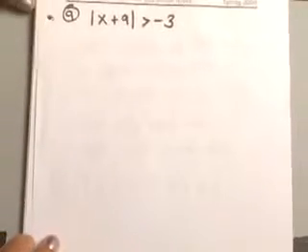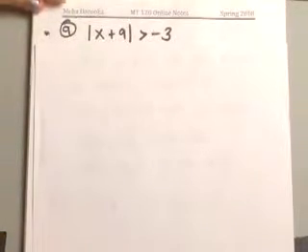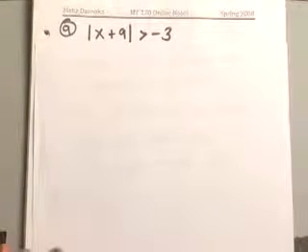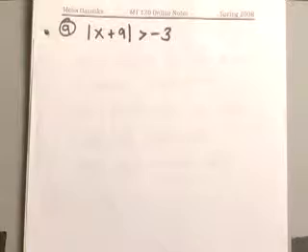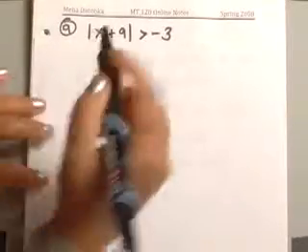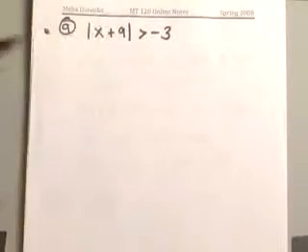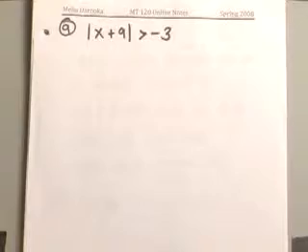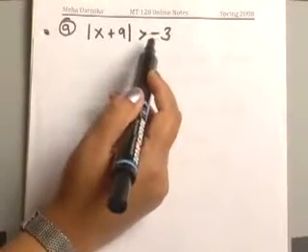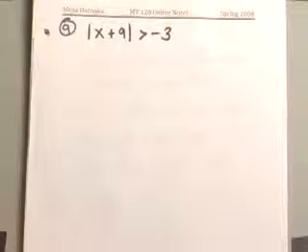All right, let's look at a couple more special cases here involving inequalities of absolute values. So let's say we have something of this form: the absolute value of x plus 9 greater than -3. Now try and understand the concept here. We are saying the absolute value of this expression has to be greater than -3. Now we know the absolute value cannot equal a negative number. It has to equal either 0 or it has to be a positive number.